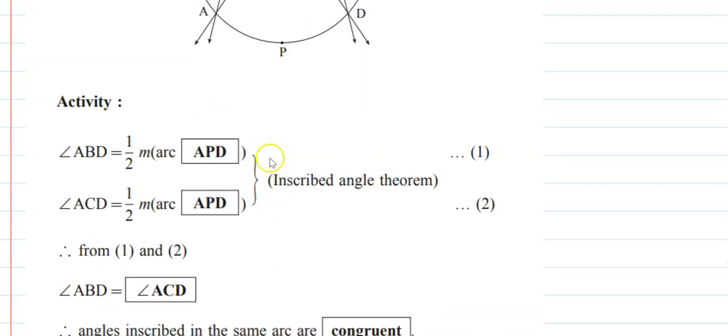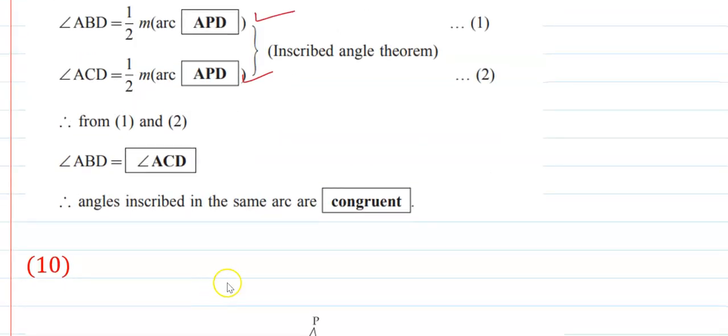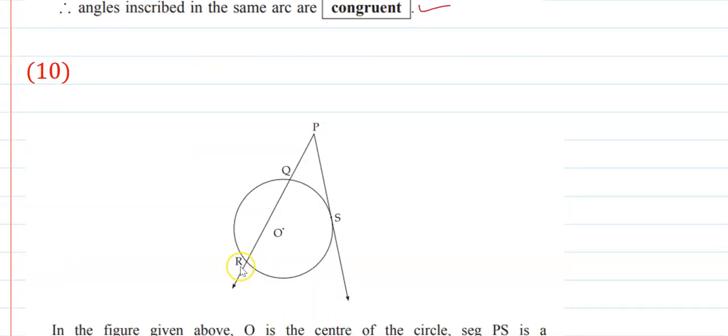Again you can see here APD, PD. These two sides are equal, therefore measure of angle ABD is equal to ACD, and angles inscribed in the same arc are congruent. Now the next.